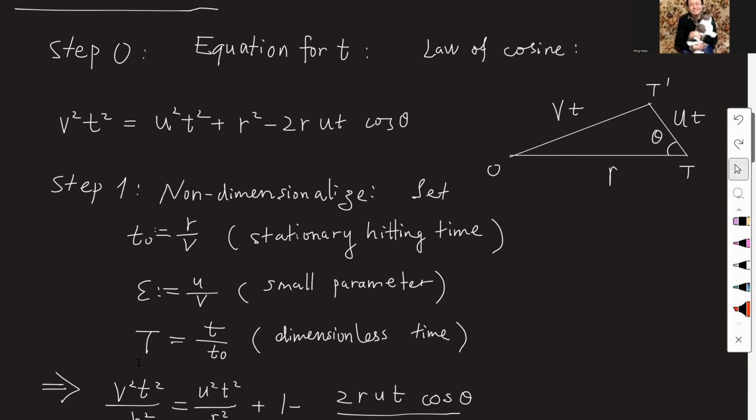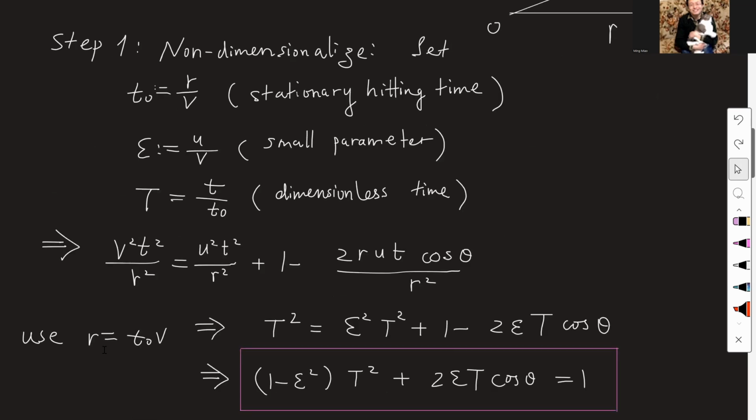And also the dimensionless time, capital T. Capital T equals T over T0. And now I'm going to focus on solving capital T. So essentially, we're treating the stationary hitting time as the time unit in our problem. Now I'm going to divide the law of cosine equation by R squared on both sides. We use the fact that R equals T0 times V. The left-hand side reduces to capital T squared.